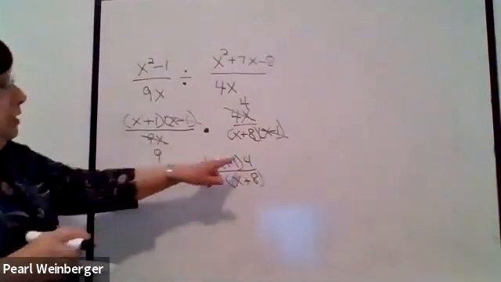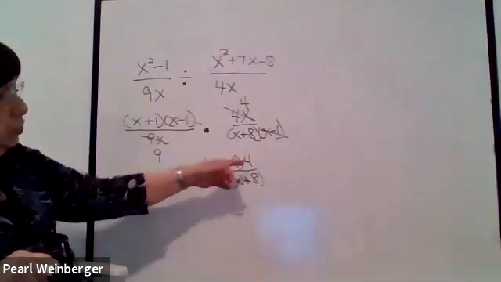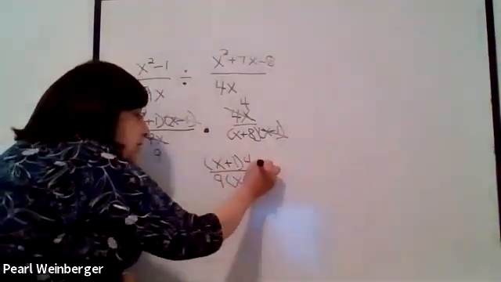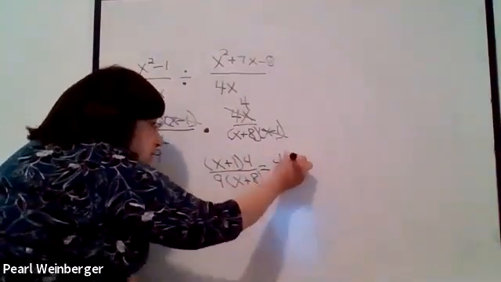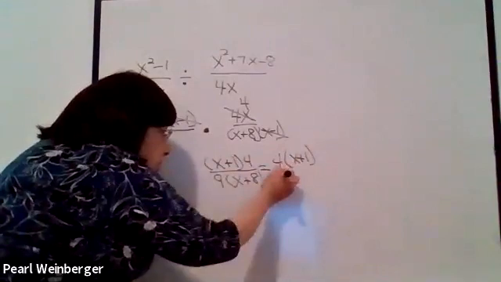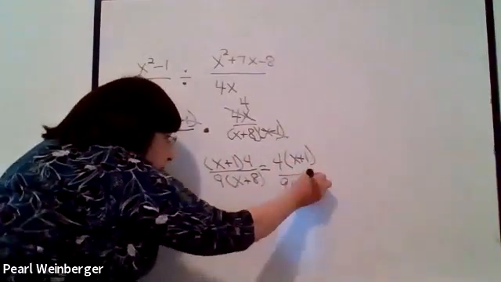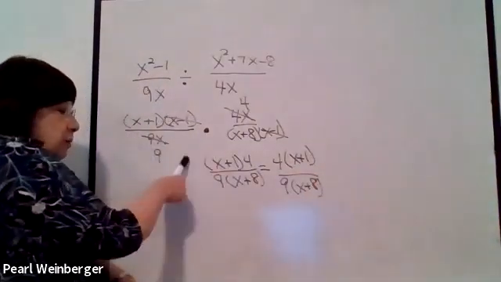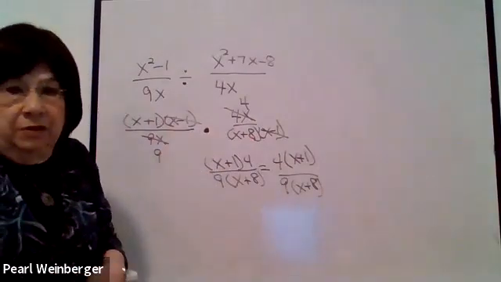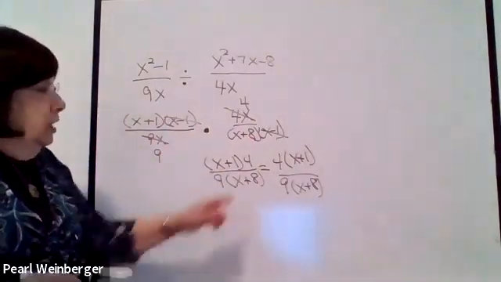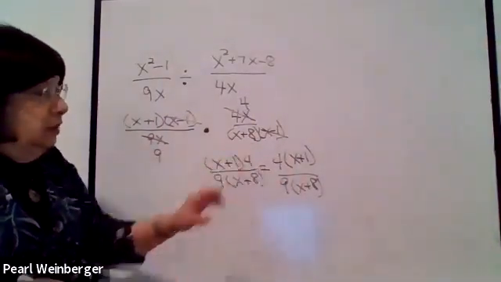Now, usually when you have a binomial and a monomial, or just a number, you usually put that in front. So it's probably better to write a 4 parentheses x plus 1 over 9 parentheses x plus 8. There's nothing wrong with putting the 4 second, but it's just common practice to put the number that stands alone first. You could also have used a distributive property, but it's not necessary.